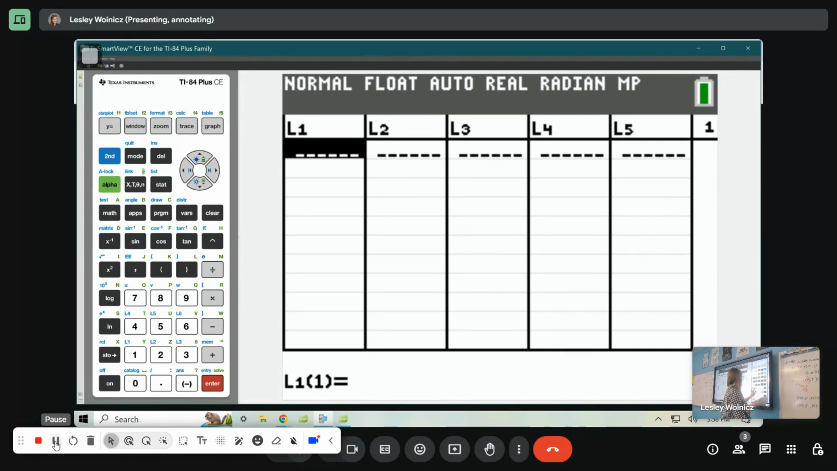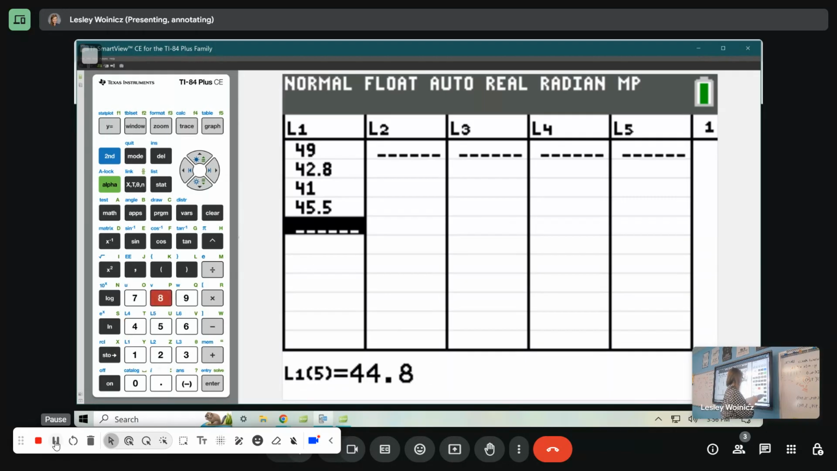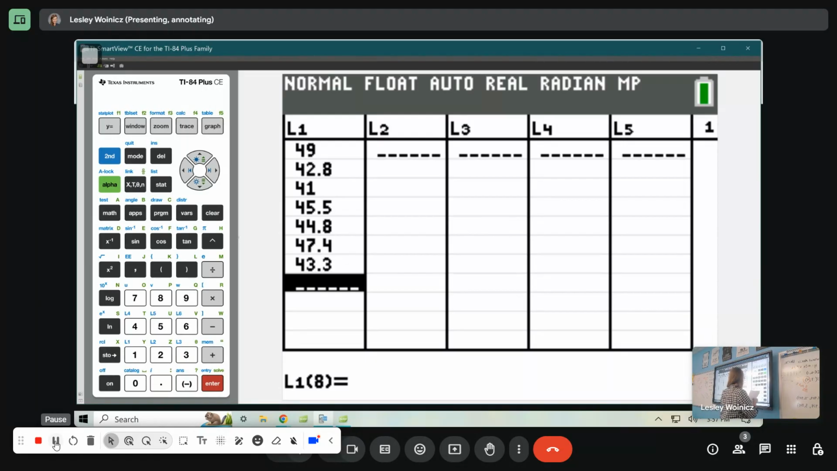All right, I'm going to stat, edit, and I'm putting in list 1 my average age for my best actors. So I've got 49, 42.8, 41, 45.5, 44.8, 47.4, and 43.3. Okay, just verifying that I have 7. 1, 2, 3, 4, 5, 6, 7. Good.